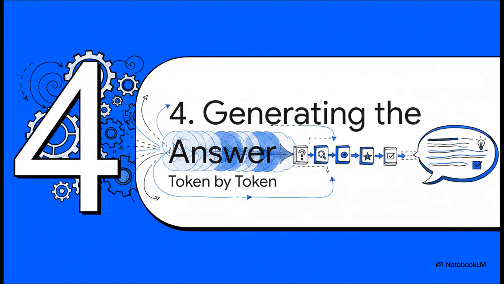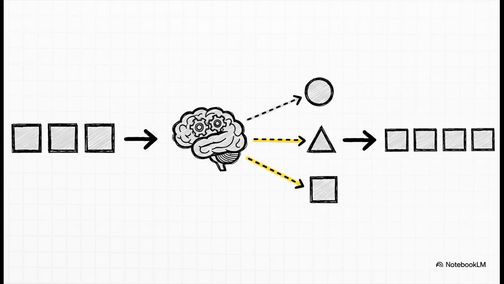So we've followed our prompt through tokenization, embedding, and these really complex layers of attention. The AI now has this rich, deep, contextual understanding of what we asked. So how does it use all that to actually write a reply? Well, it all comes down to a prediction game. After processing your prompt, the model looks at its vast training data and asks, okay, based on all this context, what word is statistically most likely to come next?